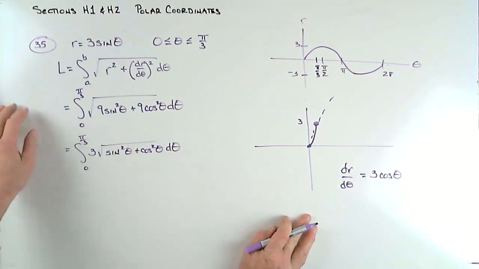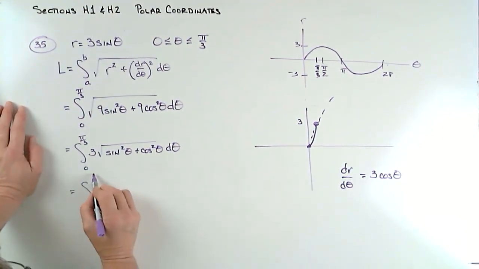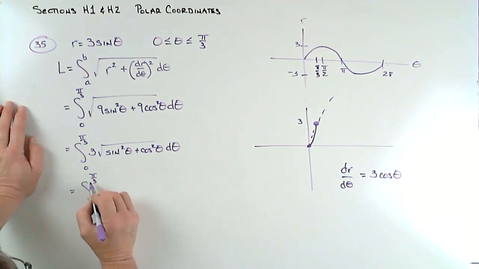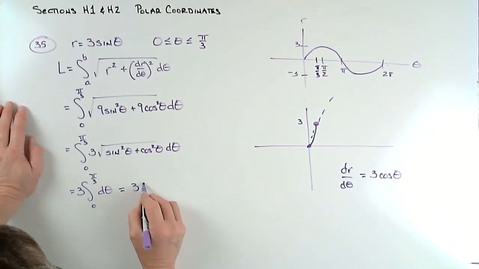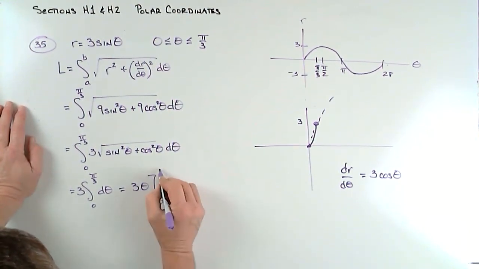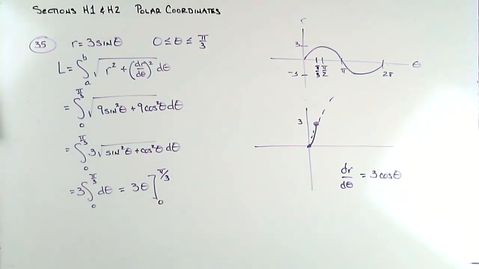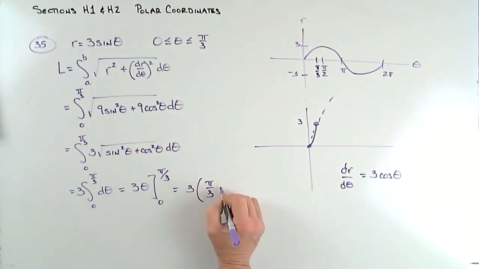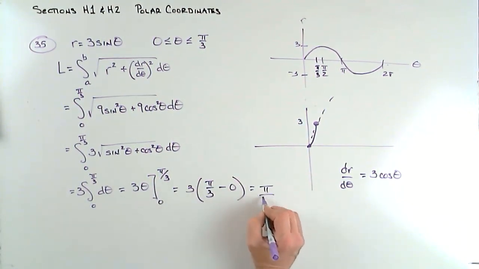Well, sine squared theta plus cosine squared theta is 1. So this turns out to be the integral from 0 to pi over 3. We can put the constant out in front. We're just integrating d theta. So we have 3 theta evaluated from 0 to pi over 3. And when we multiply, we put the pi over 3 in here. So we're going to have 3 times pi over 3 minus, we put the 0 in here, we're going to have 0. And so we get pi again. That's the answer we got to the last problem.